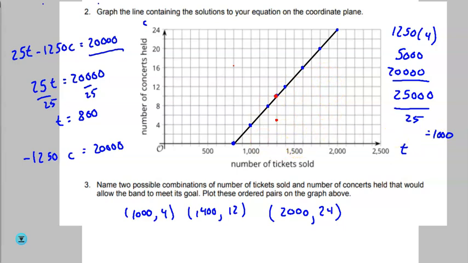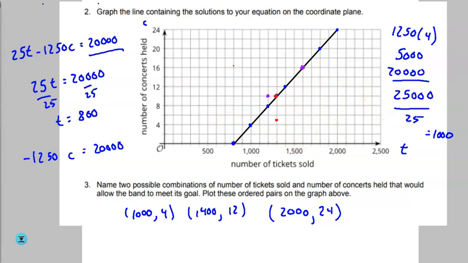The next pair, which was 1,600 tickets and 16 concerts, so 1,600 tickets and 16, again, that's right on the line. That is exactly what you want. Or if you did 1,200 tickets and 9 concerts, that was above the line. And when we calculated that, we saw this wasn't enough money. So this point that falls above the line falls short. Too many concerts up here and not enough tickets being sold. Down here, plenty of tickets being sold and less concerts, so you're making the money.